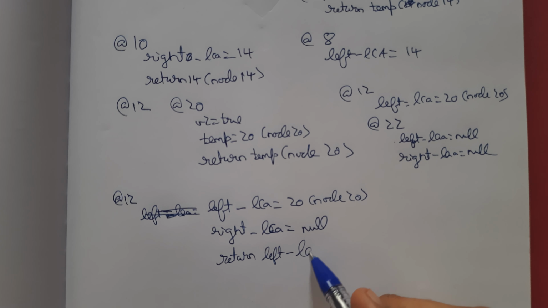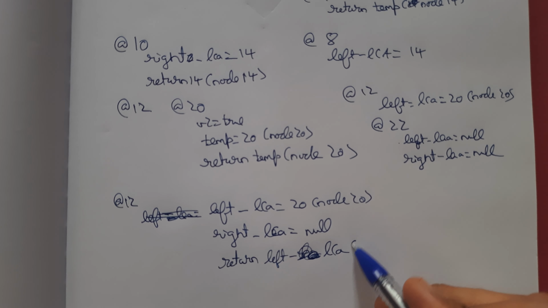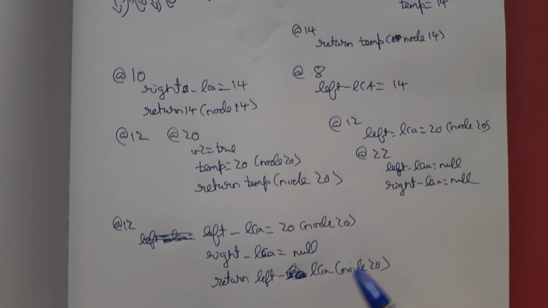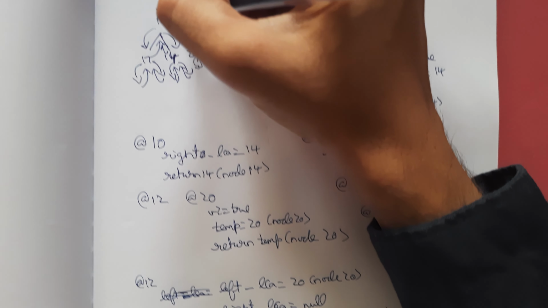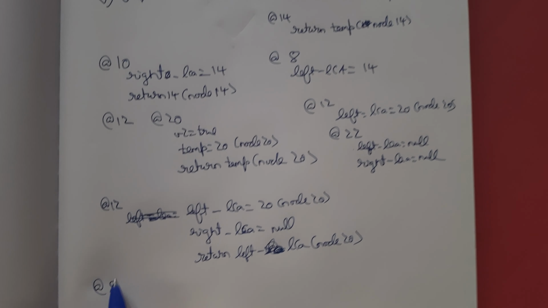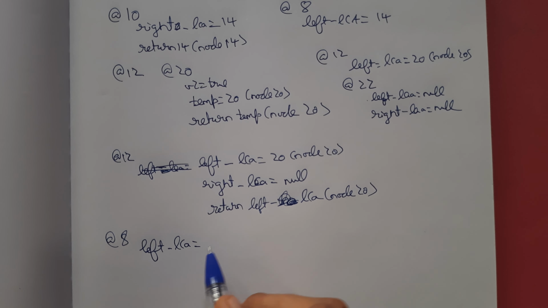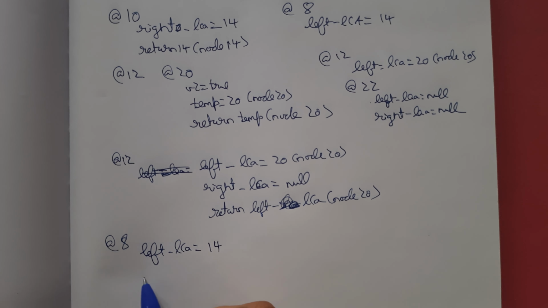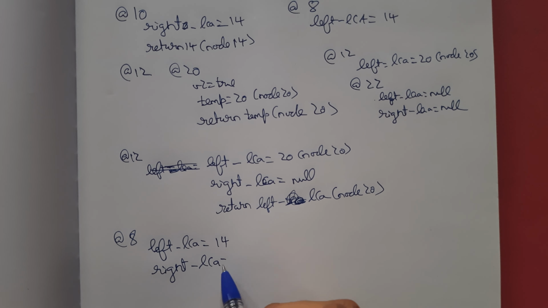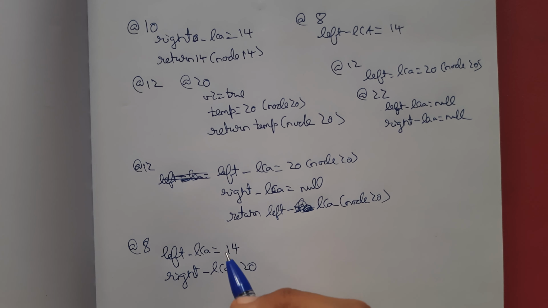We return left LCA, that is node 20, to node 8. So the control now goes back to node 8. At node 8 we have left LCA as 14 and right LCA as 20. And we now check the second if condition, that is the value of temp.